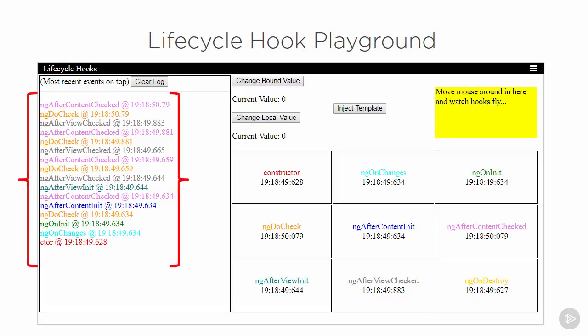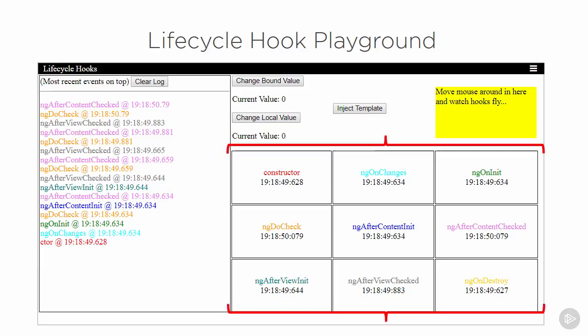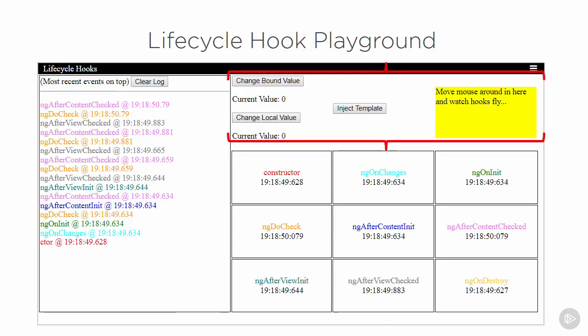On the left-hand side, it shows a running log of each hook that gets fired along with a timestamp. In the middle, it shows the name of each hook and the last time it was fired. At the top, there are a couple of opportunities to see how different changes call different hooks. There are buttons to change an input value passed in from a parent component, one to change a simple local variable, one to inject a template into a view container, and a div with a listener on it to trigger a bunch of mouse move events. One interesting thing to take note of is the addition of the onChanges hook when changing an input variable compared to just changing a local component variable.